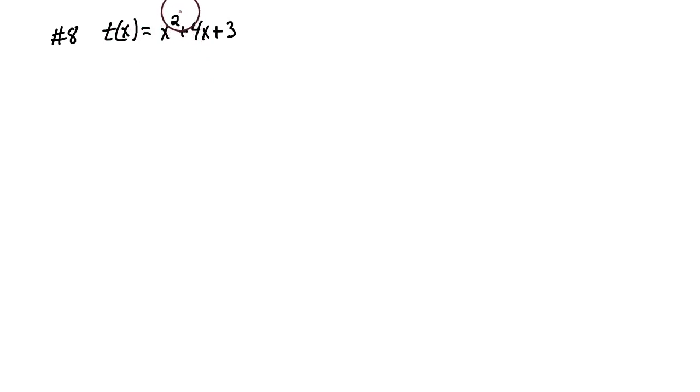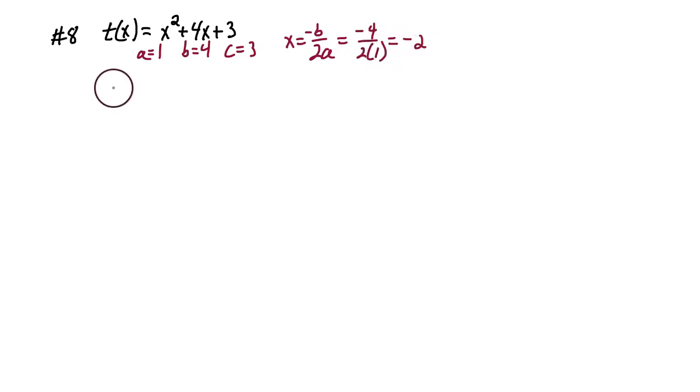Number 8. This is a quadratic equation because of the second power. We expect a parabola. Is this vertex form or standard form? A equals 1, B equals 4, C equals 3. Let's get the x-coordinate of the vertex using this formula. So -4 over 2 times 1. That makes -2. We're going to make an xy chart, or technically it's an x, f of x chart.